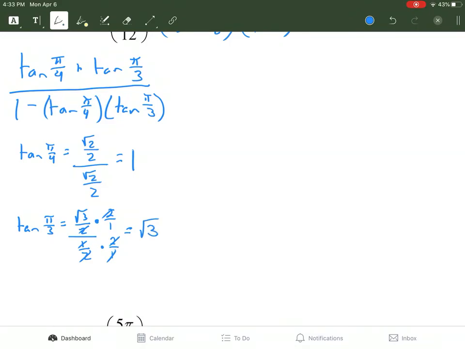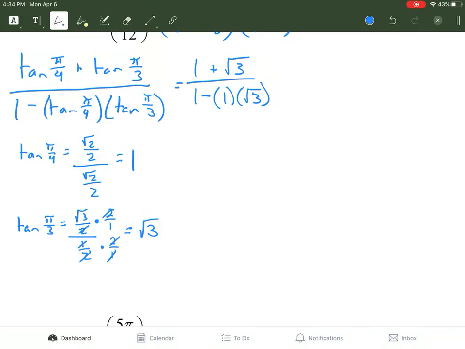Okay, so now what we're going to do is put these values, the 1 and the root 3, in for tangent of pi over 4 and tangent of pi over 3. So tangent of pi over 4 is 1 plus root 3, divided by 1 minus 1 times root 3. Okay, now luckily this is the easier version of tangent because we're not dealing with fractions of tangent.